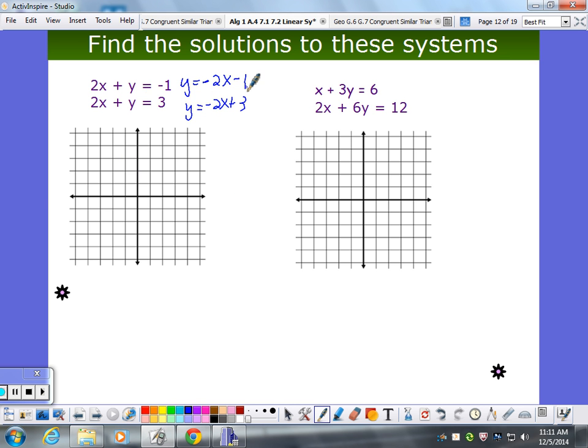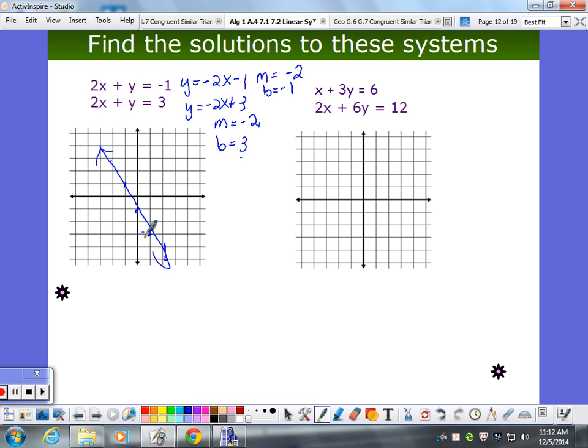Except, wait a second. What's the m here? Negative 2. And what's the b? Negative 2. Oh, negative 1. Now for this one, negative 2. I have the same slope, but different y-intercepts. These are parallel lines. How many solutions do I have? Zero. And you can graph them if you want. Can't hurt. But when I do, I expect to get my parallel lines.